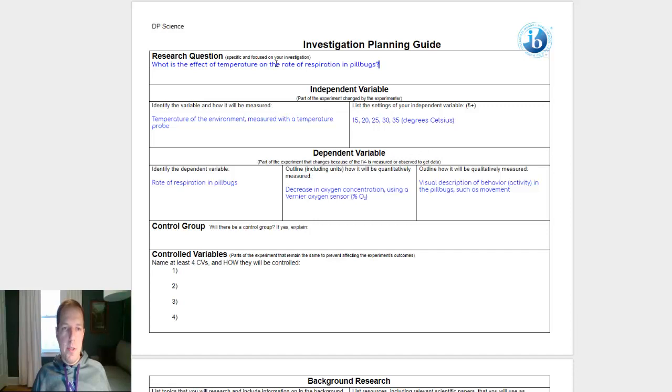The reason why it's not yet fully focused is because the specific temperatures that I'm choosing to test are not yet listed, and the means by which the rate of respiration is being measured is not yet specified, and I've included a common name for my organism as opposed to the scientific name, which would be more appropriate. So in order to improve this, I want to first look at temperature and add in the specific range.